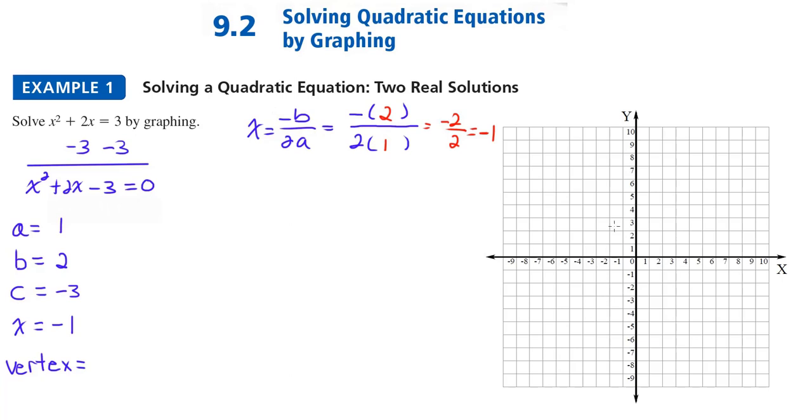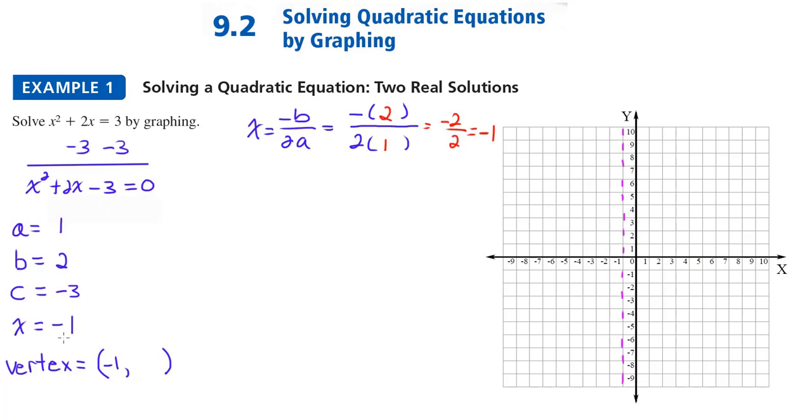So we could take that, we come to our graph, and we could put a dotted line on the line x equals negative 1, because that's our axis of symmetry, the middle of the parabola. Now what this also tells us is the x value of our vertex. So we know our vertex is going to be at the point negative 1 comma something. We need to find the y value. How are we going to do that?